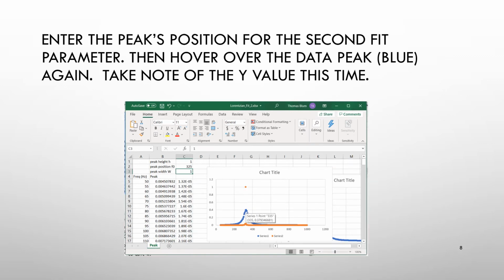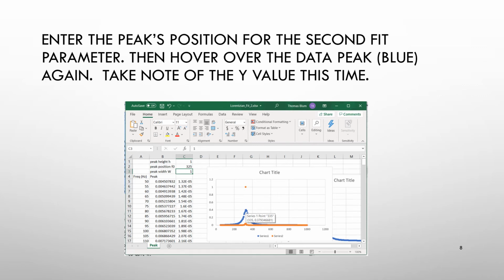So we have entered in cell C2 the 325 we saw previously, and we entered it as the peak position F0 fit parameter, and we see at around that frequency that one lone orange dot at the top, suggesting that the orange peak and blue peak now occur at the same frequency.